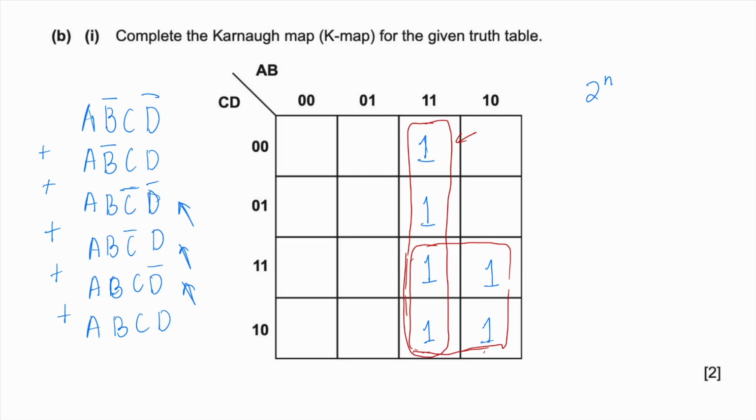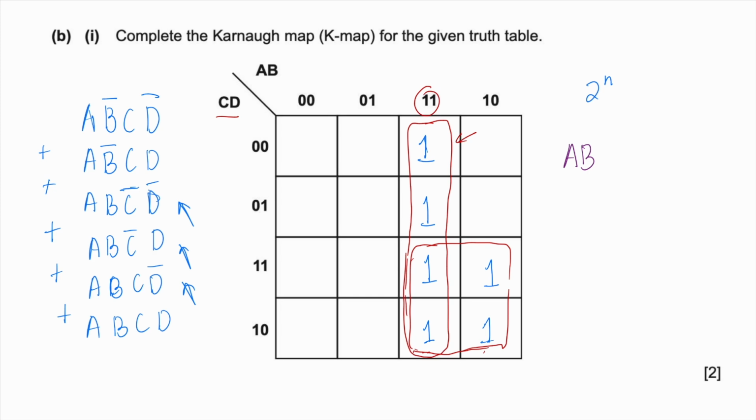Now, if you look at this, first of all, we can see that in all of these, we have AB. And that's pretty much the only thing that's common because C and D are changing throughout this. So we're just going to have AB, plus, and that's just for that group, right?